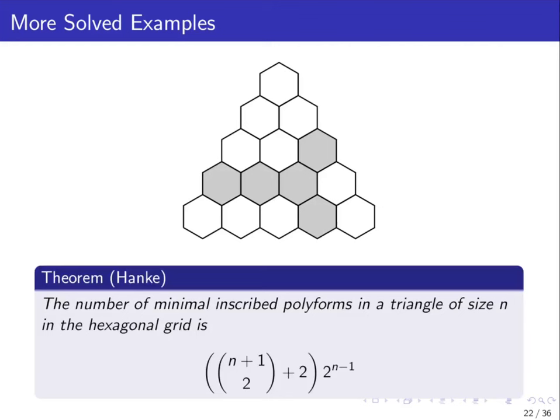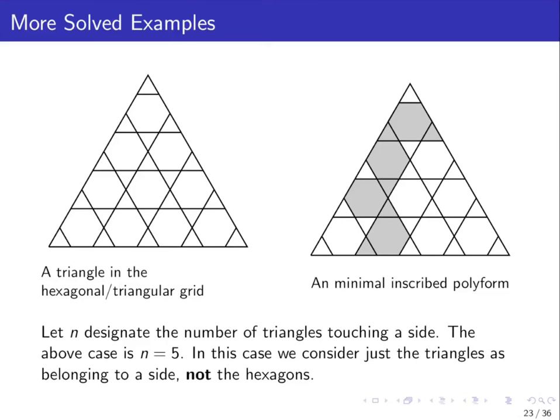I showed in my thesis that the number of minimal inscribed polyforms in a triangle of size n in the hexagonal grid is this expression. The third and final triangle I worked on was the triangle in the hexagonal triangular grid.